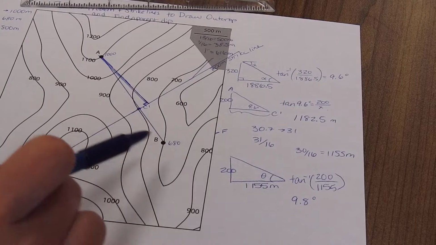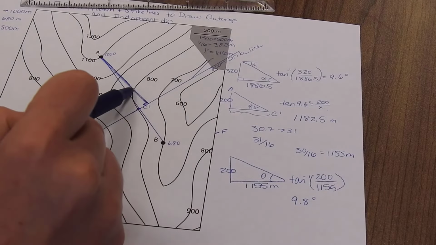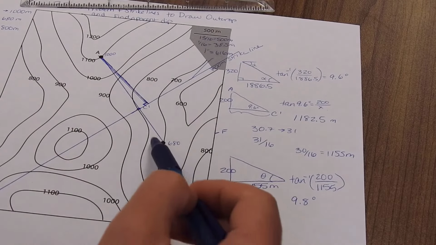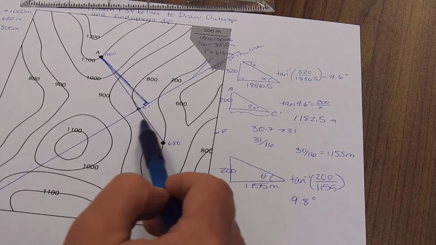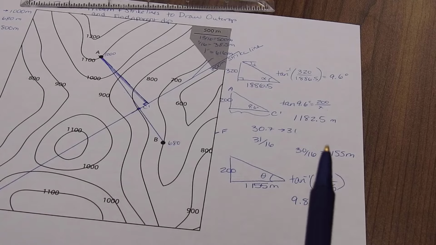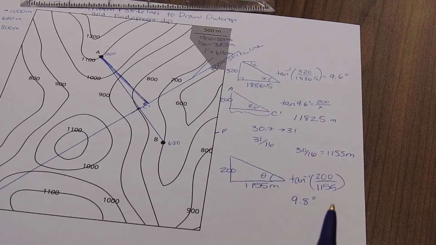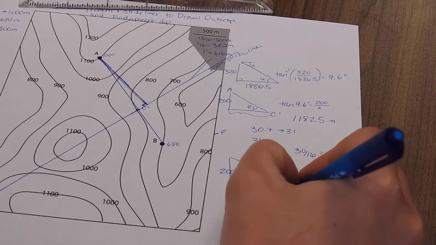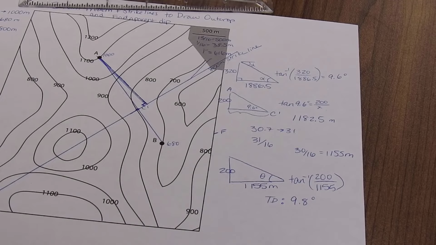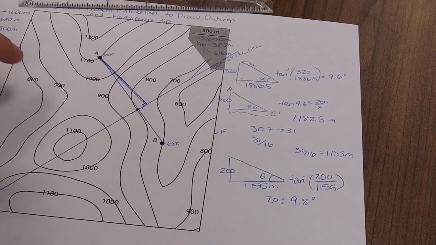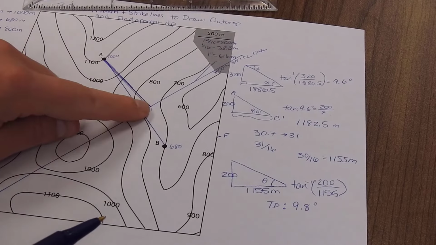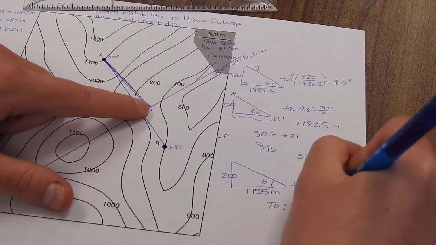Okay, and the reason for that is that, see how this angle is pretty small? Our strike line, or this line that we were viewing across, is almost already perpendicular to our strike line. And when we view dip perpendicularly to strike, we view true dip. So this is our true dip, is 9.8 degrees. And because this is 1,000 and this is 800, this is decreasing in elevation. Our dip is to the southeast.